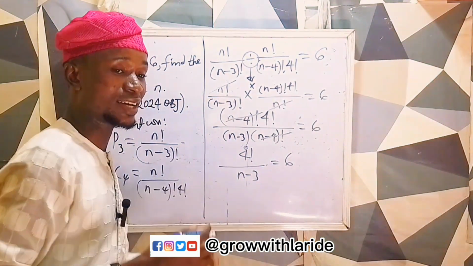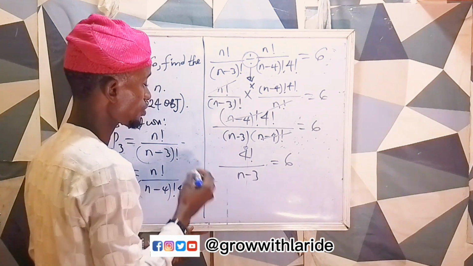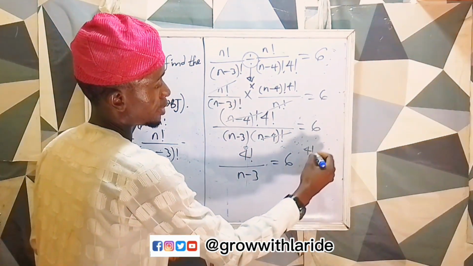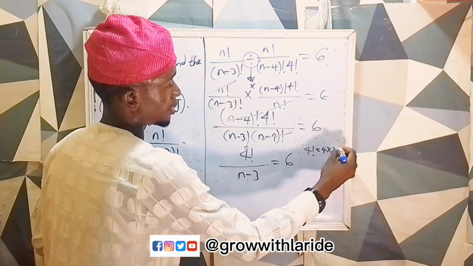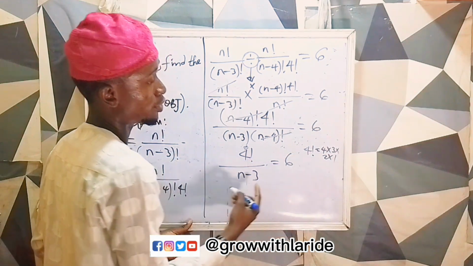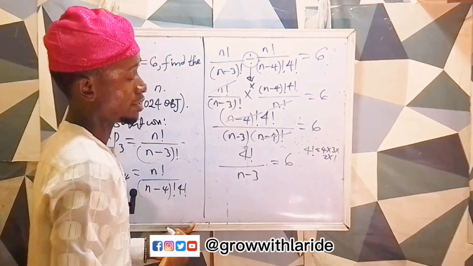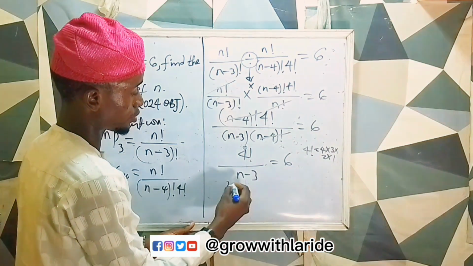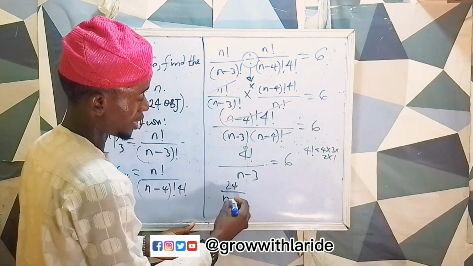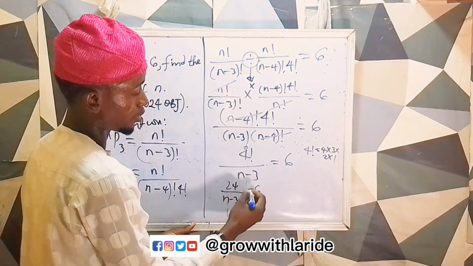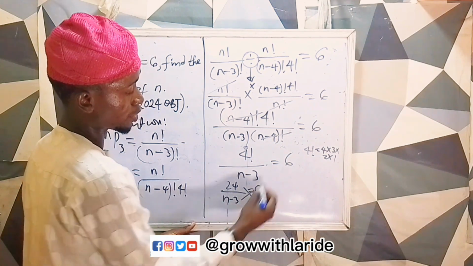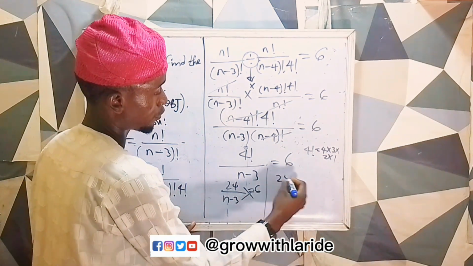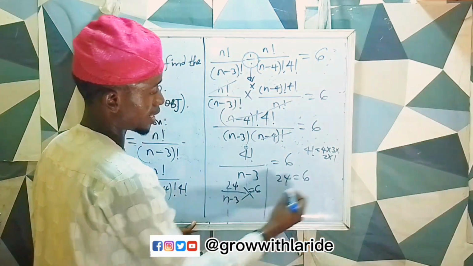And don't forget, 4 factorial is 4 multiplied by 3 multiplied by 2 multiplied by 1. So 4 times 3 is 12, 12 times 2 is 24. So 4 factorial is 24, divided by n minus 3 equals 6. Then we can cross multiply. When you cross multiply, what do you have? We have 24 equals 6 times n, that's 6n.